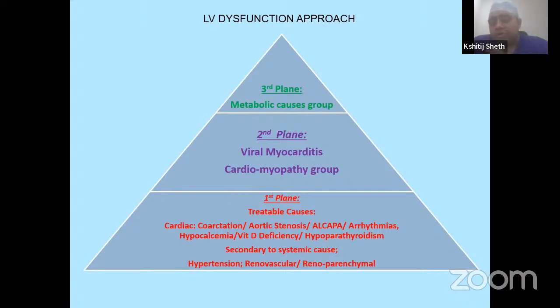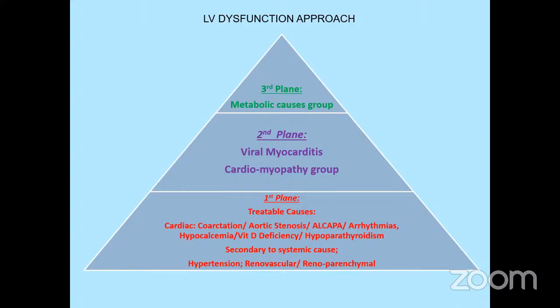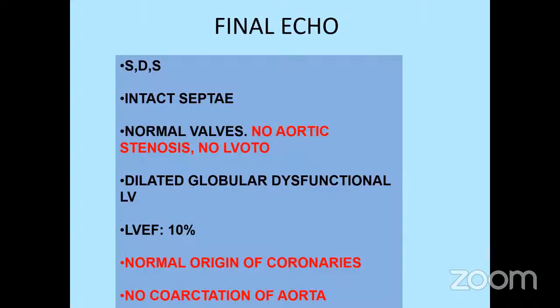You have to rule out all treatable causes, because if they cause LV dysfunction, the cause goes away and the LV dysfunction goes away. The second plane is you look for the myocarditis or cardiomyopathy group. And the third plane is metabolic, where you have some syndromic association causing LV dysfunction. So these are the things that need to be done in a child with LV dysfunction.